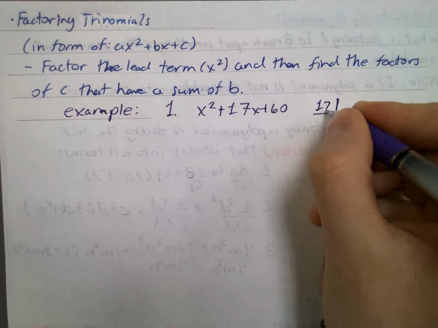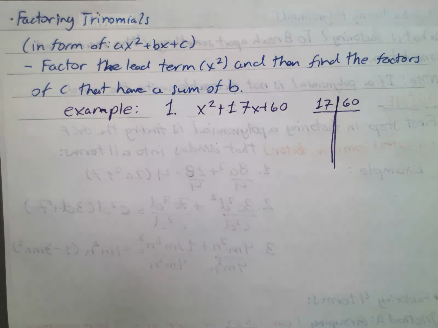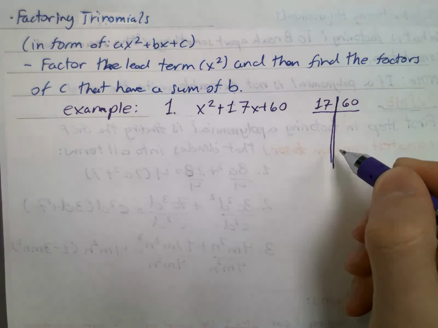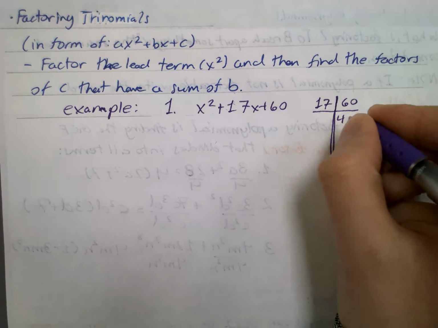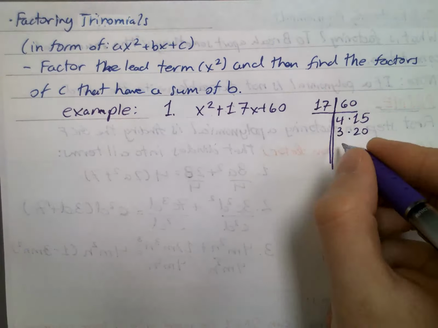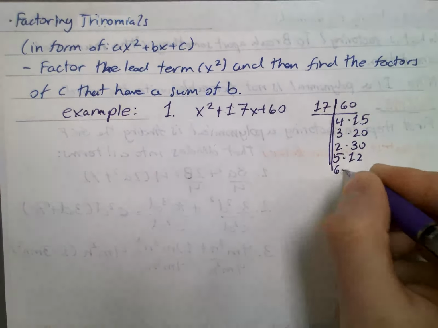So, you've got 17 and 60. The column on the left is the adding column. The column on the right is the multiplication column. We want to get all the terms that multiply together to give me 60, and then add them on the other side to see if we can get 17. So for 60, we've got 4 times 15, 3 times 20, 2 times 30, 5 times 12, and 6 times 10.